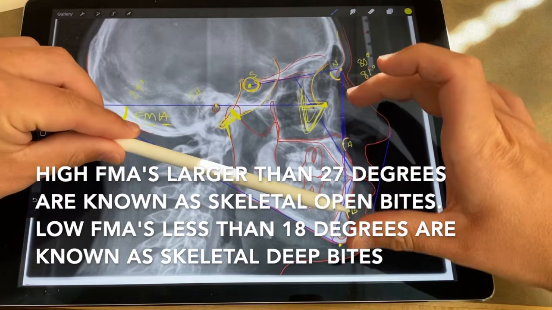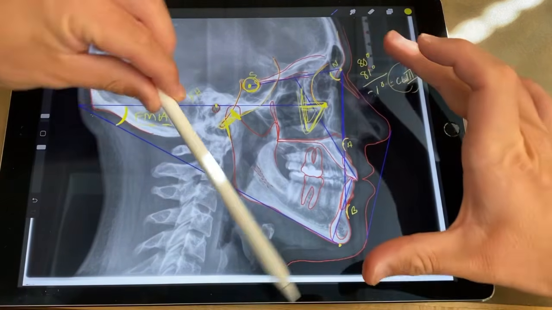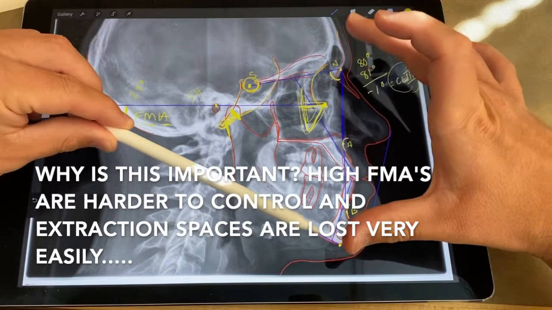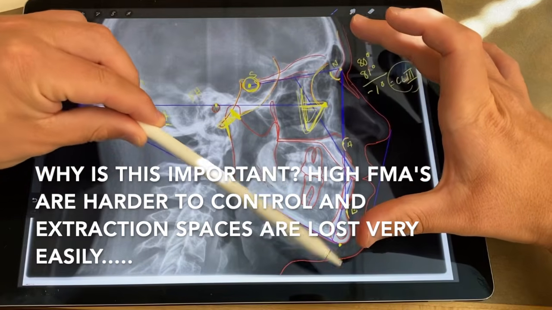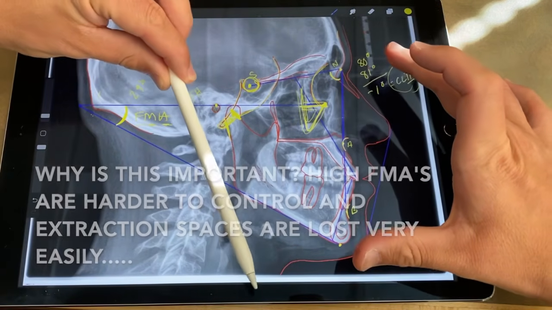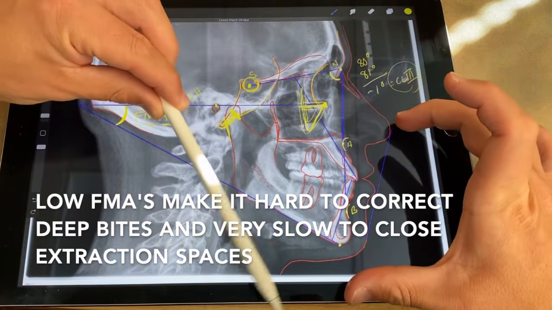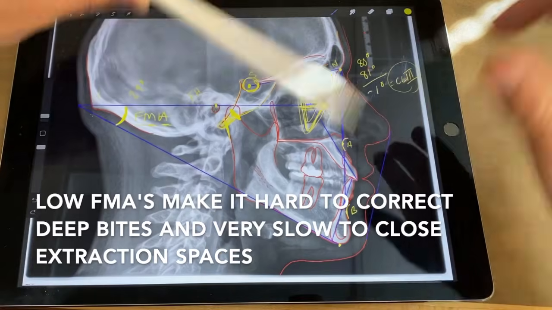A dolichofacial or long face or adenoid face or backwards rotator, right, clockwise rotator, is going to have a higher FMA. So this is getting towards like 25, 26, 27, 28, 29, all the way up to like 30 or even 40 in really high FMAs. The higher the FMA, the longer the lower third face height can become. Does that make sense? Perfect.